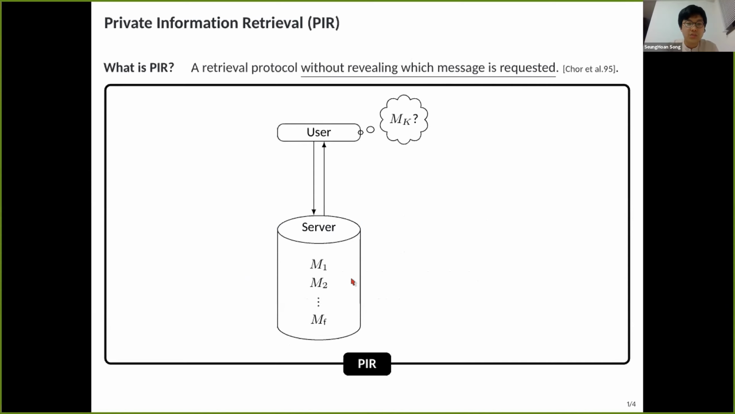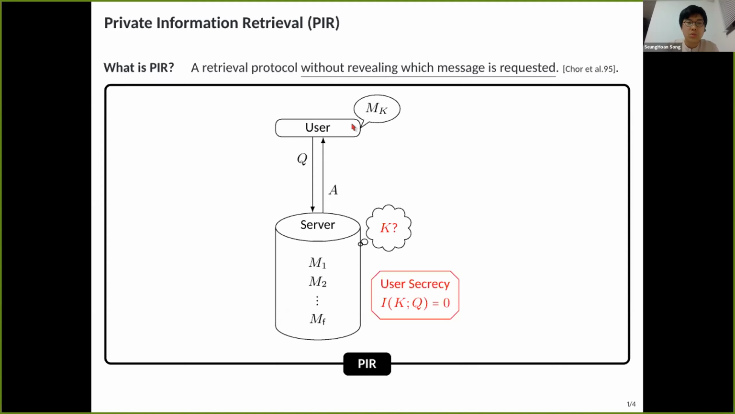It is like this figure. We consider a server containing F messages, and a user wants to know the K-th message, MK. For this purpose, the user sends some query and receives some answer. At the end of the protocol, the user should know MK, but the server shouldn't know which one is requested. So this K shouldn't be leaked to the server. This protocol is called PIR.